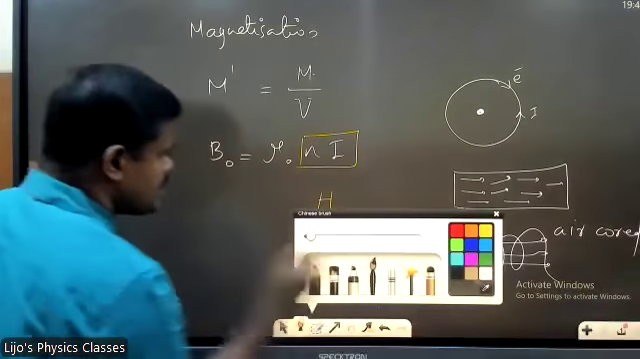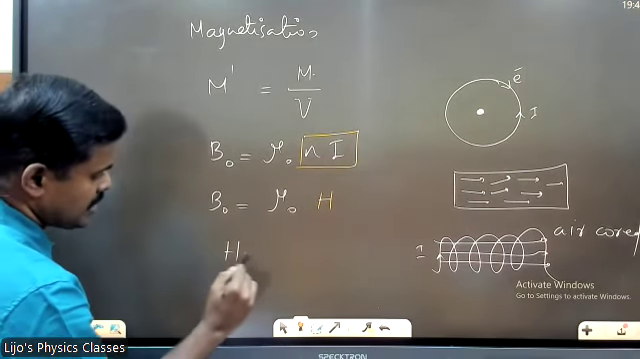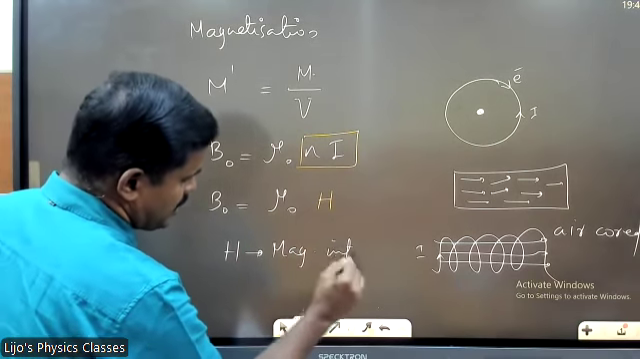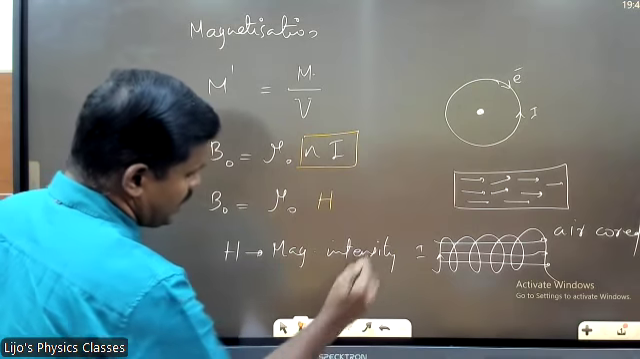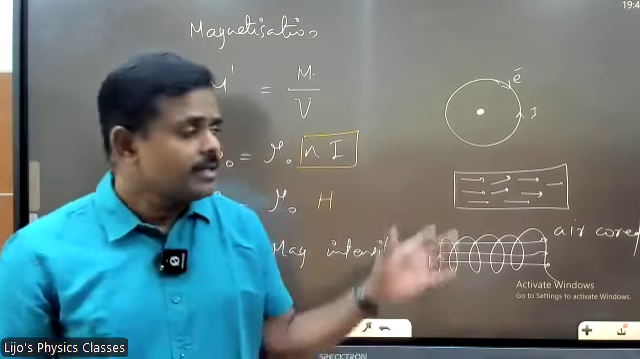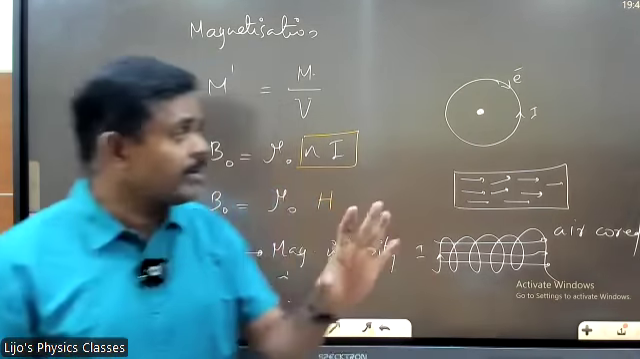I'll tell you what H is. B zero is equal to mu zero times H. That H is called magnetic intensity. I'll explain the points one more time. Listen to me, this is very important. The complex part is over. The rest of it is very easy. One more time, look at this.